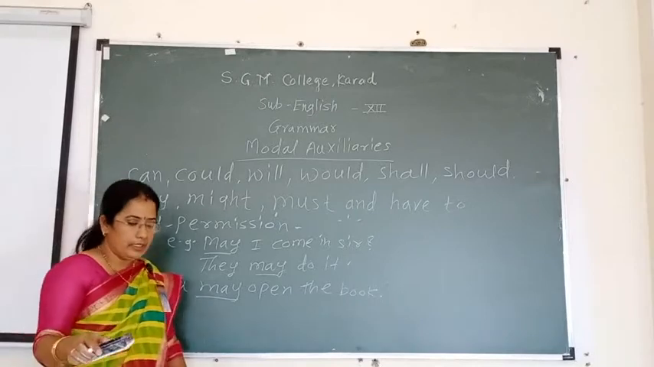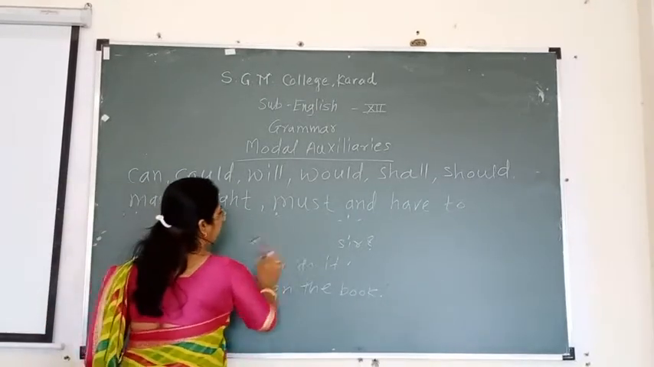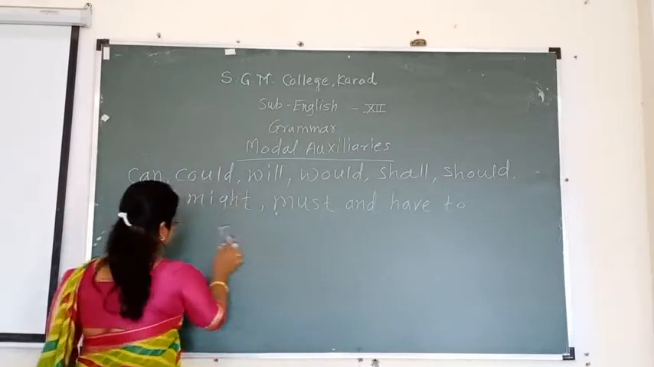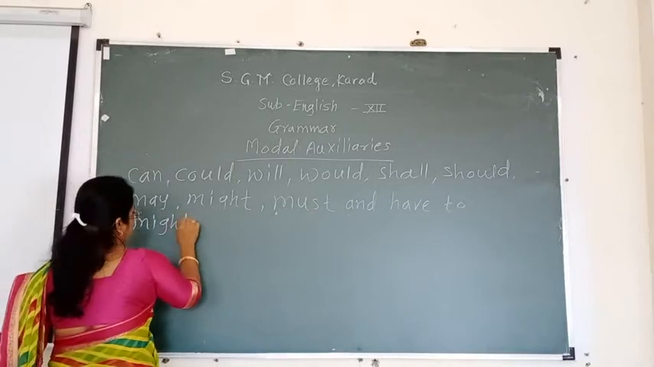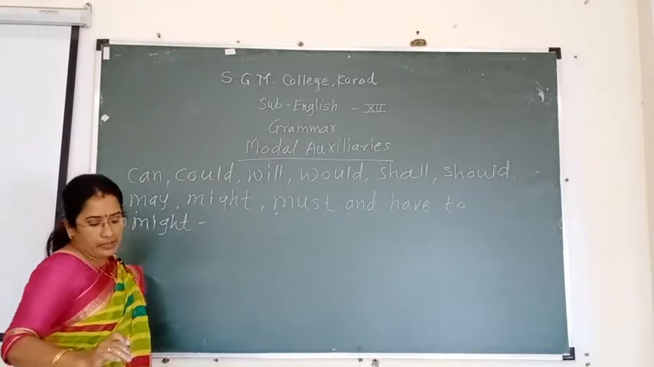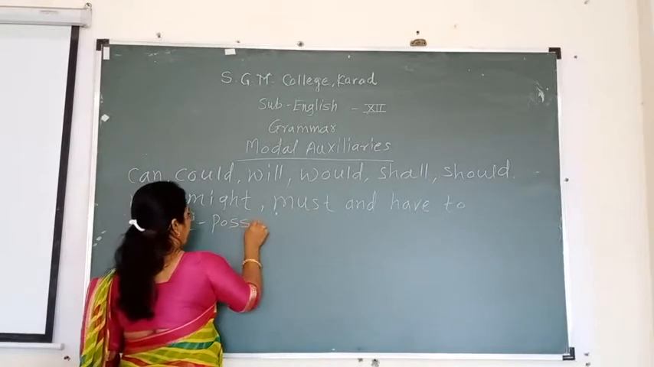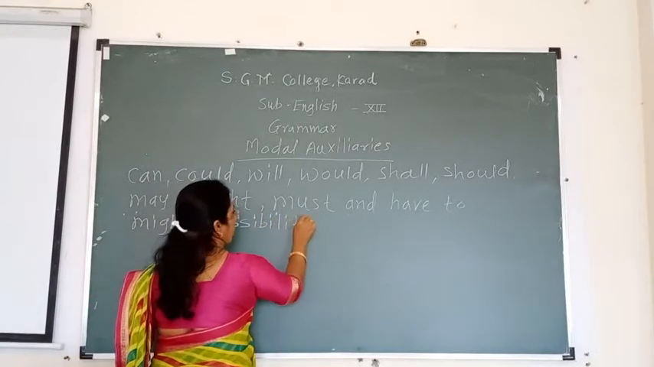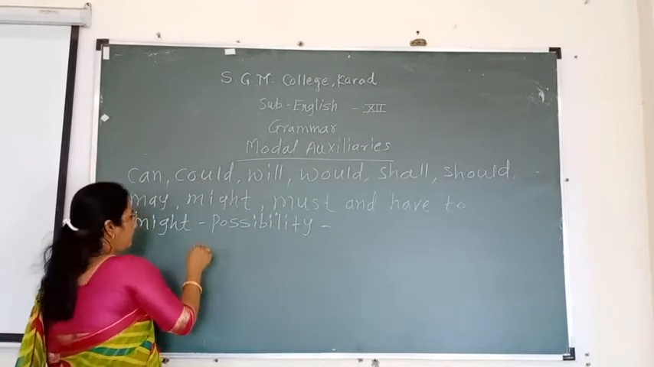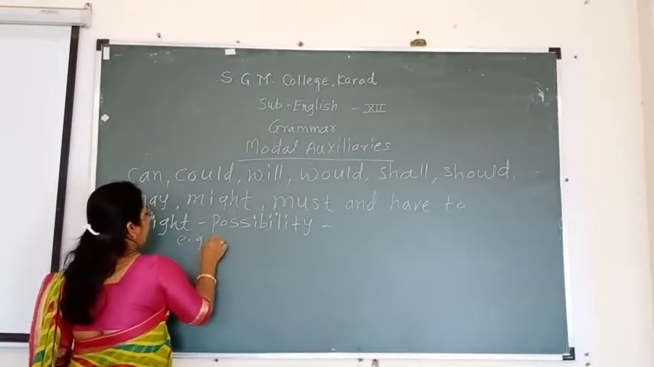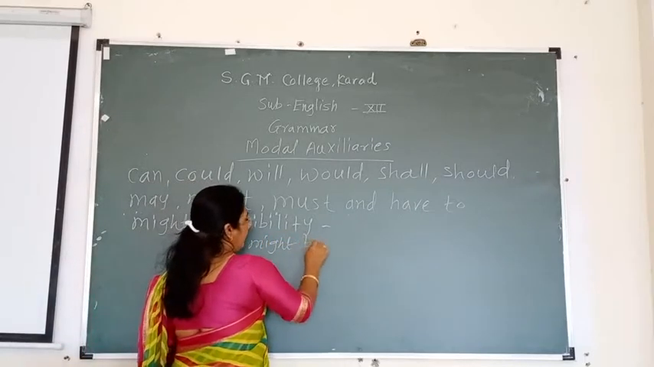Next modal auxiliary, might. Might modal auxiliary also indicates possibility. For example, it might be rain today.